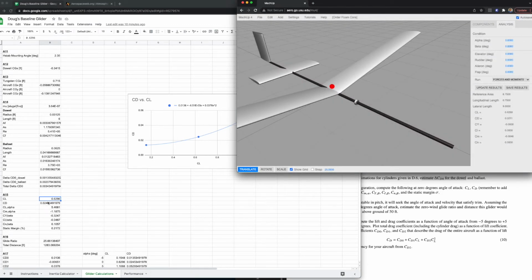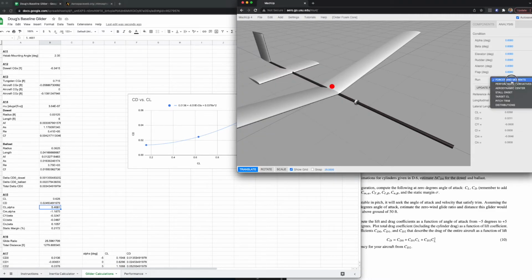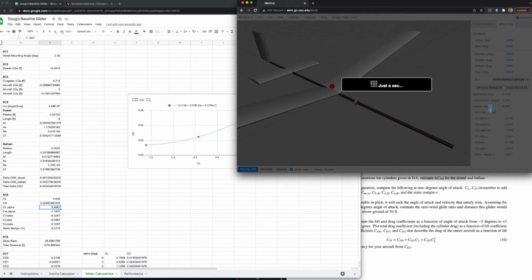So I get 0.6280, and then the drag, I actually get 0.0211, but I need to add to that the total CD naught from these two cylinders up here. So I've got the 0.0211 plus that, so that's my drag. CL alpha, let's see, I need to get that by running the performance derivatives. So we're going to update those.